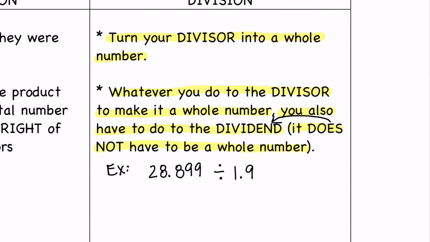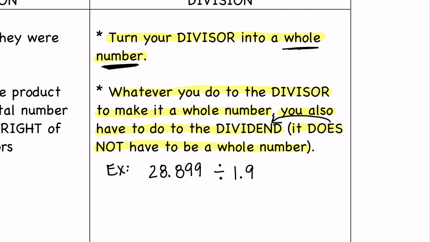Okay, so the first thing I want to do is go ahead and set up my divisor. And remember, this is our divisor here, 1 and 9 tenths. I want to set that up to where it needs to be a whole number. Here's that first part of the instructions when you're dividing. So your divisor, you're turning it into a whole number.